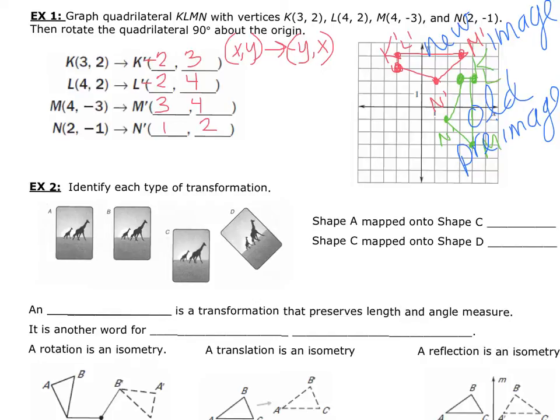All right, number 2, identify each type of transformation. From picture A, how did it get to picture C? Well, it's really facing the same direction, so it just went right and then down. Anything moving left, right, up, and down is just a translation. And then from C to D, you can see it is obviously turned. So the transformation that turns objects is called a rotation.